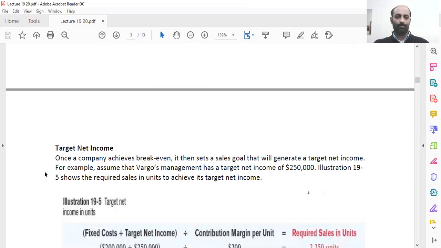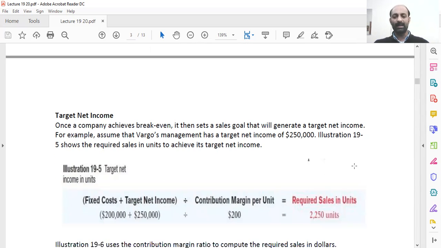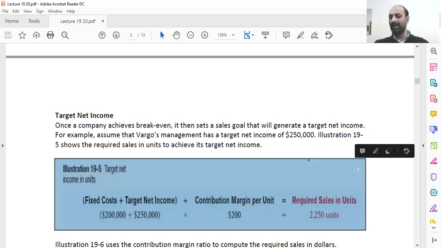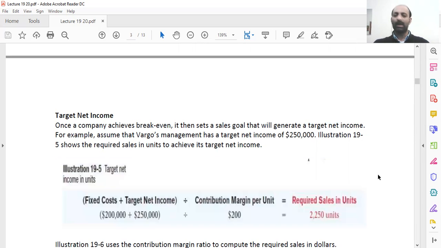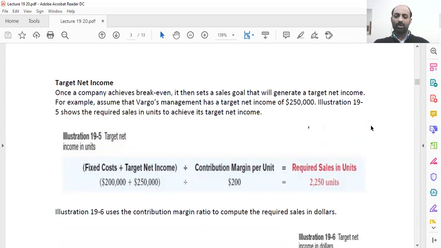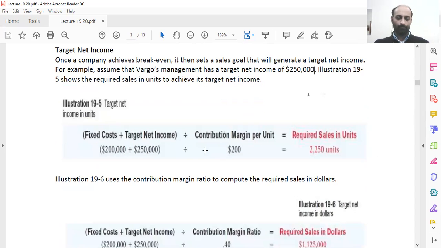Target net income. Once a company achieves a break even, it then sets a sales goal that will generate a target net income. So target net income is the targeted level of income that you intend to earn. For example, assume that Vargo's management has a target net income of $250,000. Illustration 19.5 shows the required sales in units to achieve its target net income.